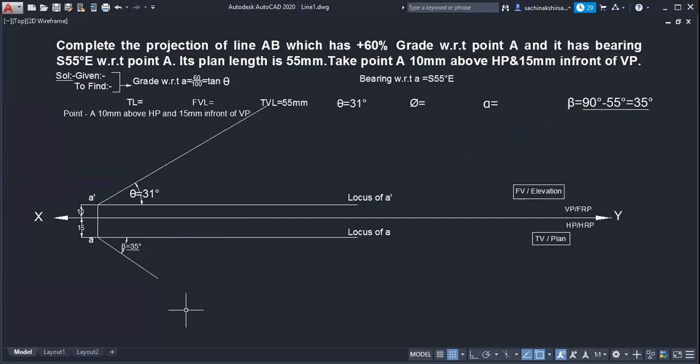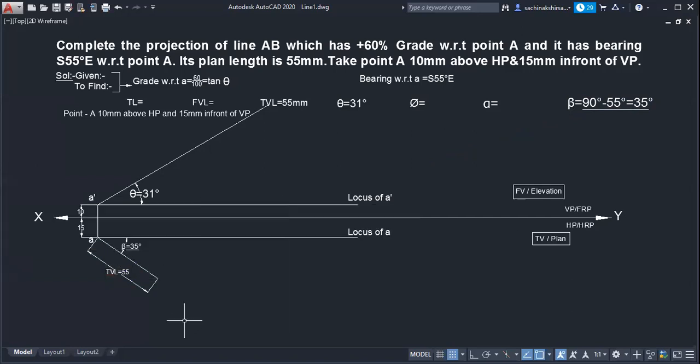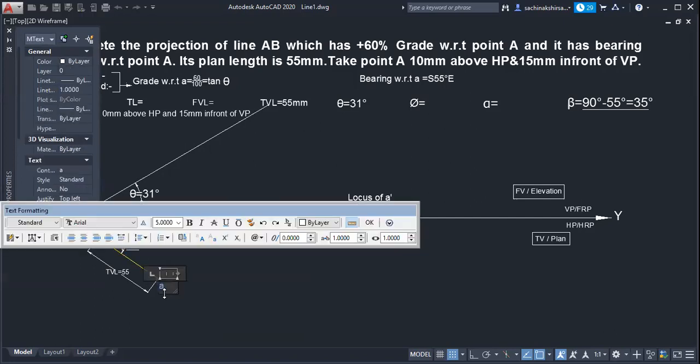Similarly, on beta, which distance have we marked? TVL. So if I have marked the TVL, which point have I got here? Point B. And this is actually my TVL. This is my final, so I will not observe it. This is my point B.